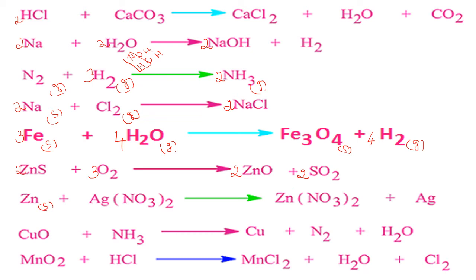Next is zinc combines with silver nitrate to form zinc nitrate and silver. Now you see nitrate ions are 2 on both sides, zinc is 1, silver is 1. So that means it is already balanced. Only you need to mention the physical state. Zinc is a metal, so it is solid, and this is an aqueous solution, and this again aqueous solution, and silver is a solid. So this is a balanced chemical equation.